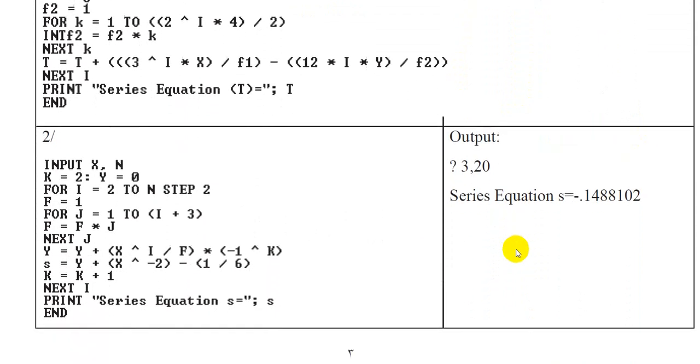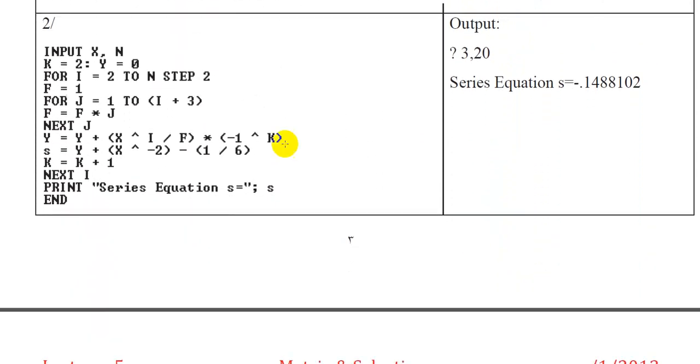This is the homework to be considered, totally and completely. 2. Input x, n. K equals 2. Y equals 0.